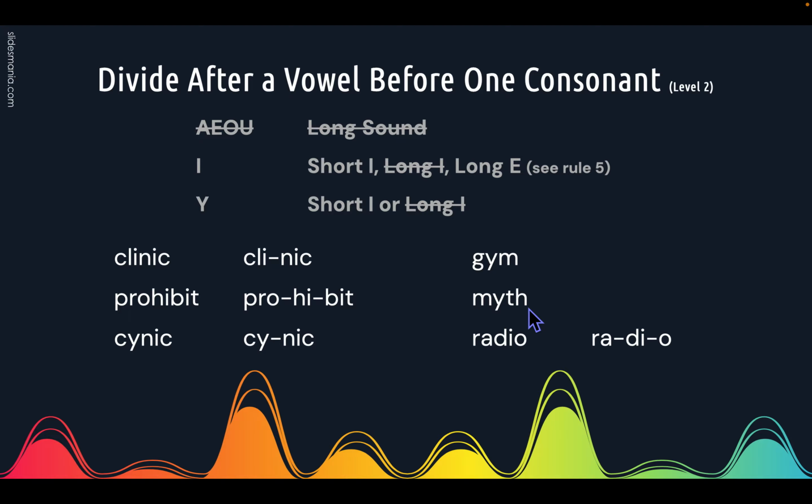Here we have myth. Right here, we're going to use the long E sound. In Rule 5, we'll talk about this more. This is mostly used before another vowel. So we're going to have a long E sound of E, so we're going to have radio. Notice this A still takes the long A sound at the end of a syllable.